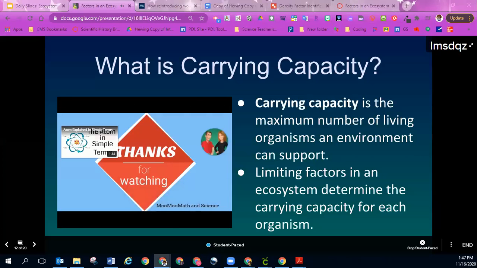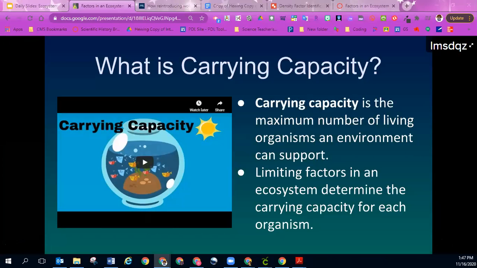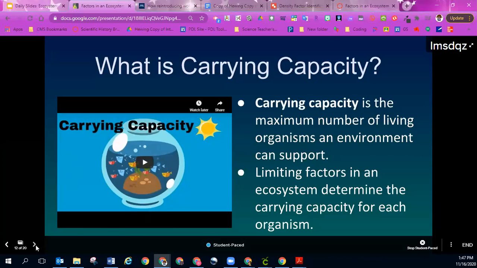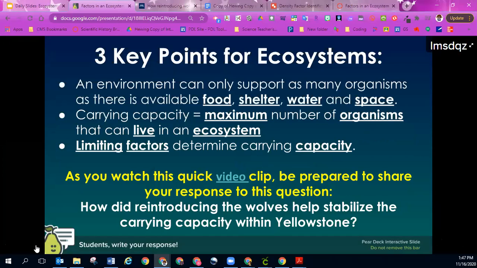All right, so like the video told us, our carrying capacity is going to be linked to a few things. One is going to be food, another is shelter, another is water, and the fourth one is going to be space. In the event that any of these factors are not present in an ecosystem, they are going to directly affect the amount of organisms that can be supported by that environment. So limiting factors are definitely going to determine the carrying capacity of an environment.